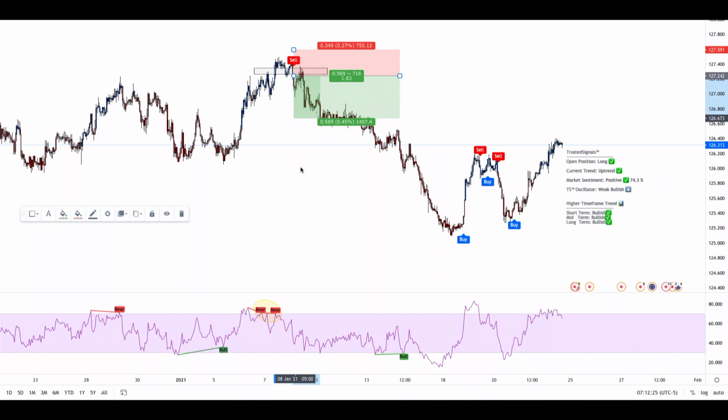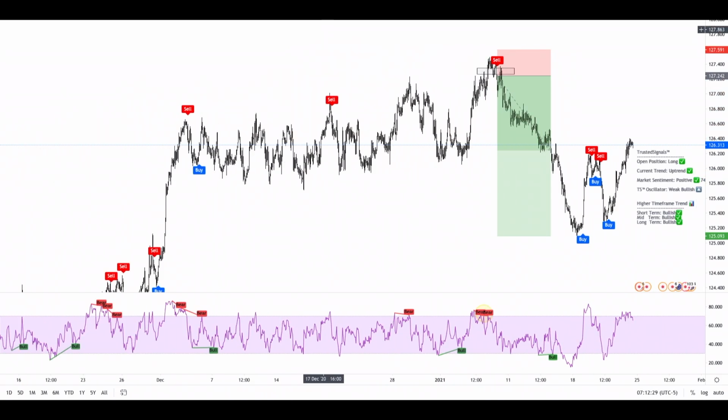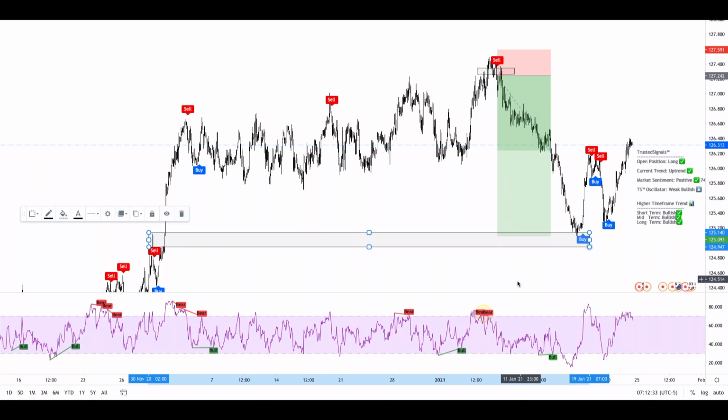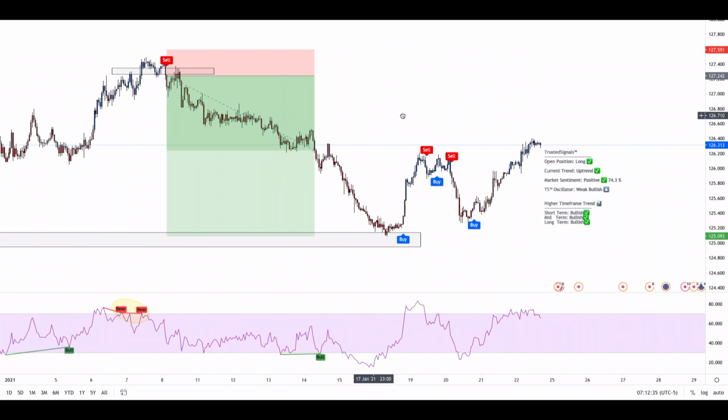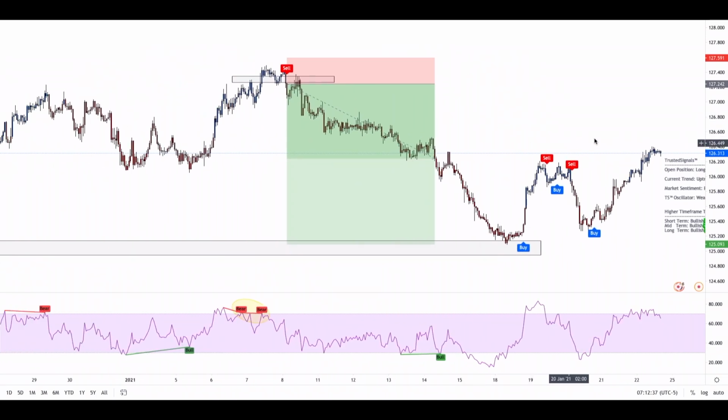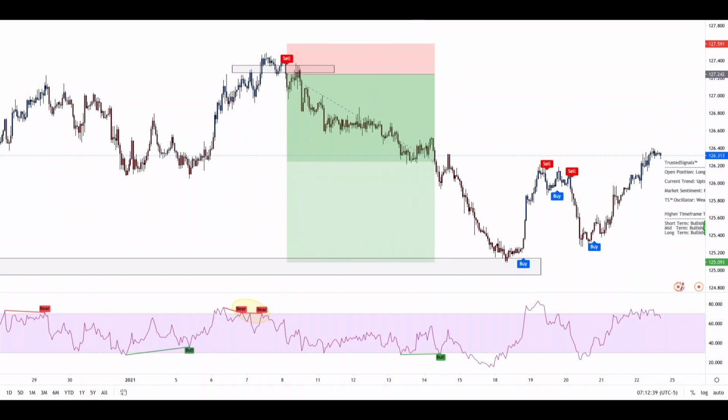Our stop loss is just above the zone of resistance, and our take profit level is set to the next zone of support on the higher time frame. You could also wait for Trusted Signals to give a buy signal, or for the RSI to cross the 30 level, or oversold level.